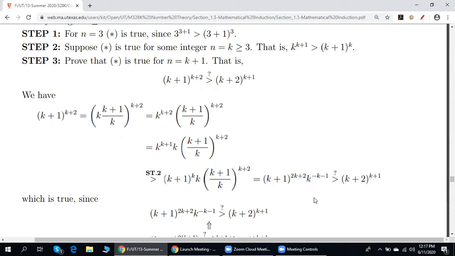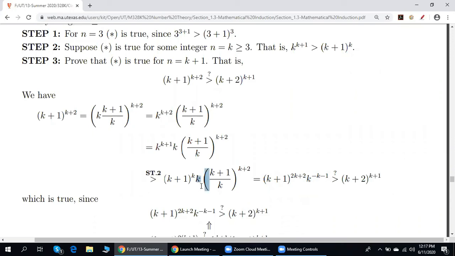Do you want me to repeat? Yes, can you repeat it? So let me start with k plus 1. Do you understand how we come up with this term? The second term is, let's continue. The second term. Yeah.